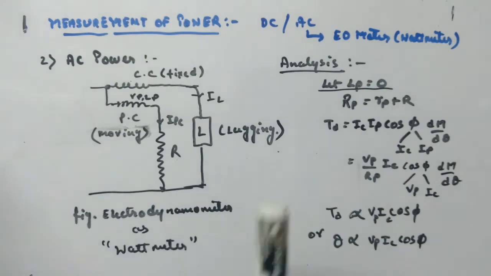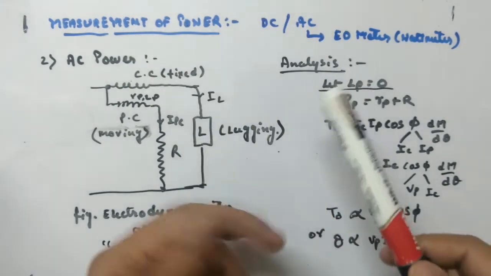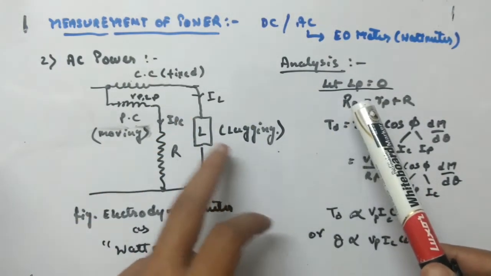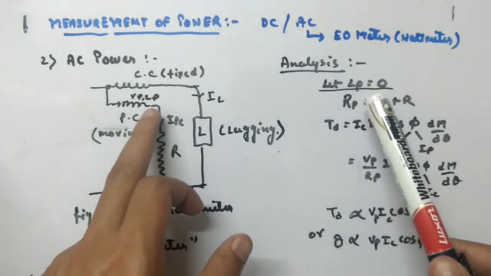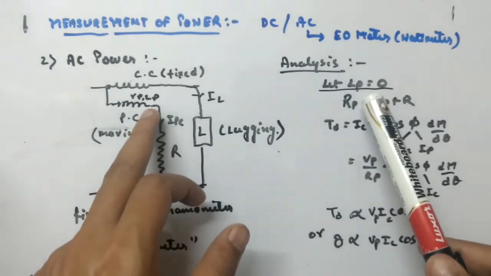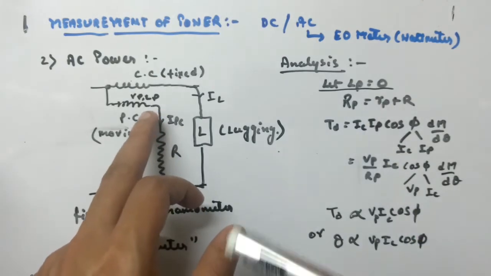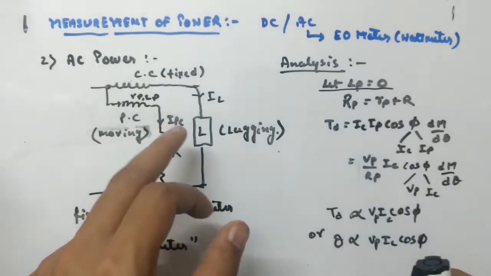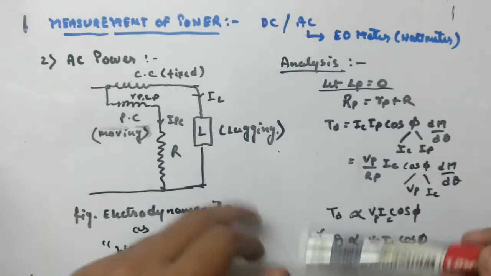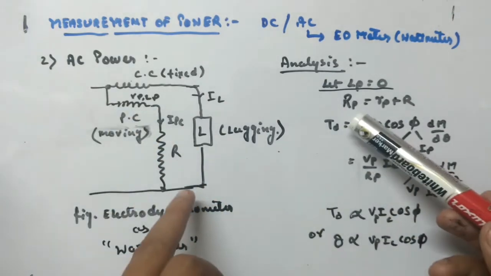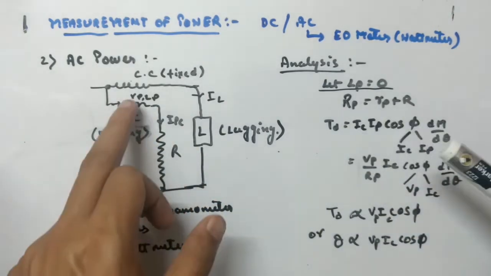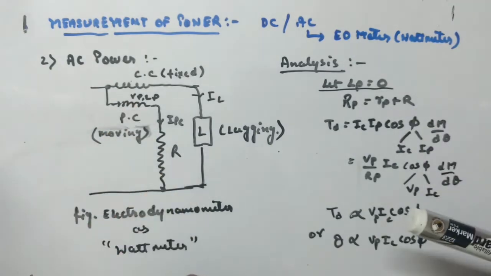So let's say for simplicity we keep Lp equal to 0. Later on we will add this, but right now, let Lp equal 0. The inductance of the pressure coil will be 0. Then the resistance across this branch will be Rp, that is nothing but small rp plus capital R.